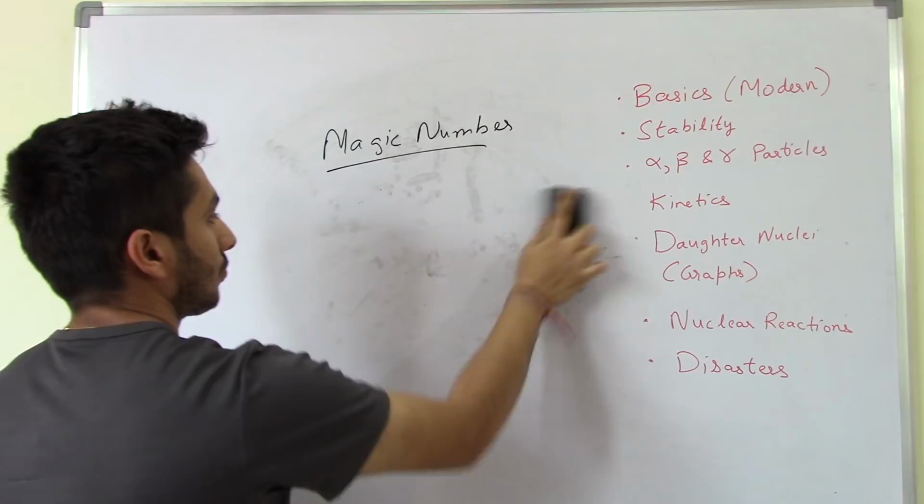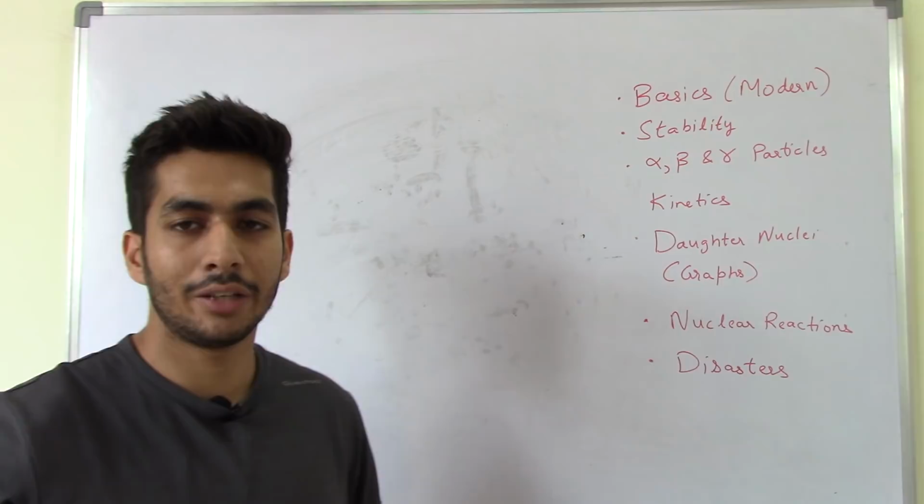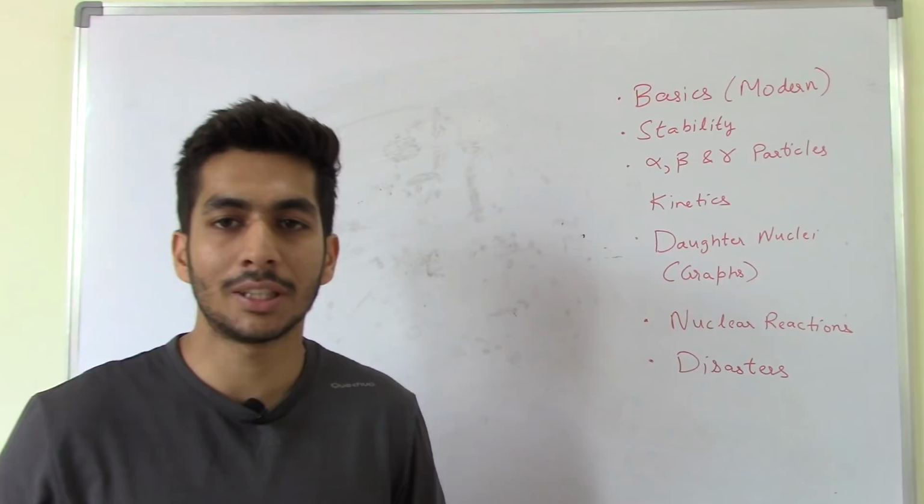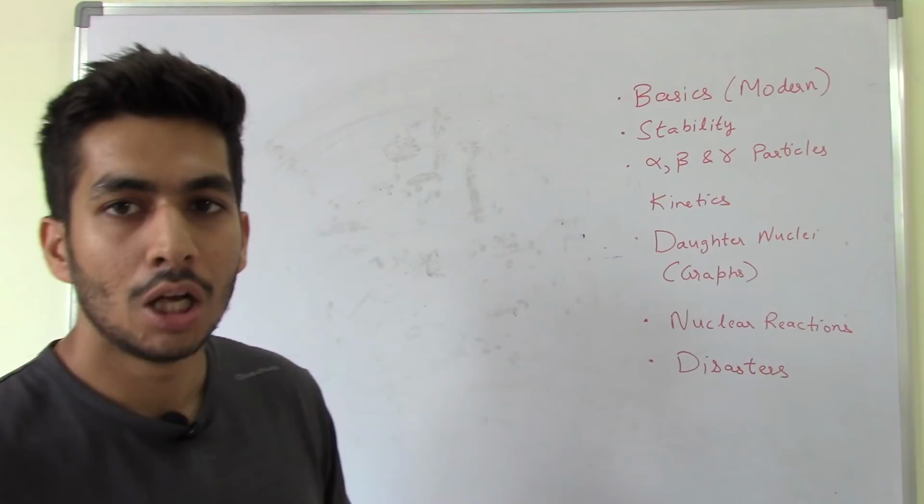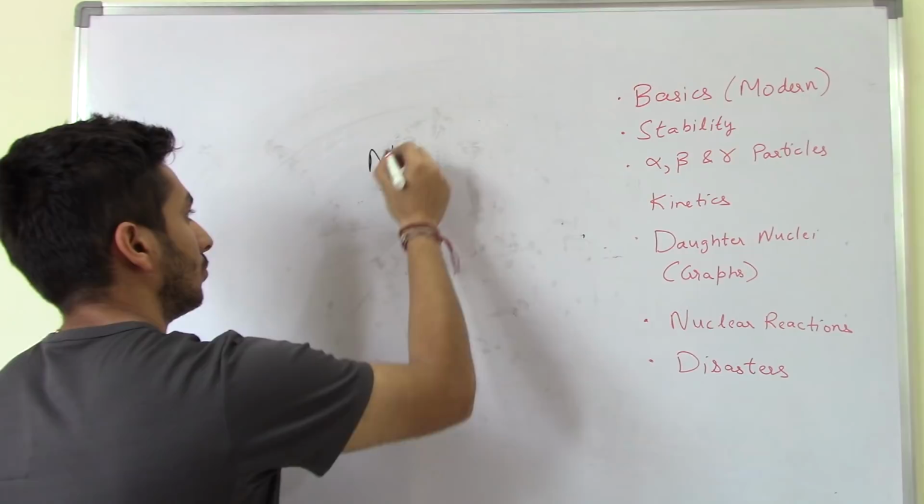So we discussed two factors, that is the number of protons and neutrons, if both are even, and then if they follow the magic numbers, then they are extremely stable. The third factor is something called the n by z ratio. Now what exactly is this n by z ratio? We'll look into it. That is the number of neutrons to the number of protons.